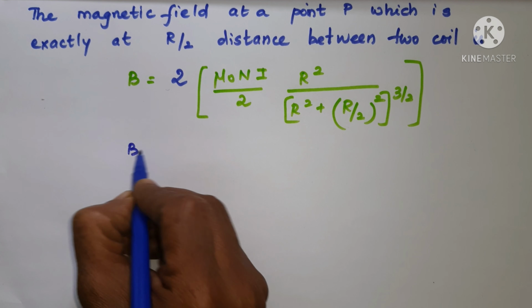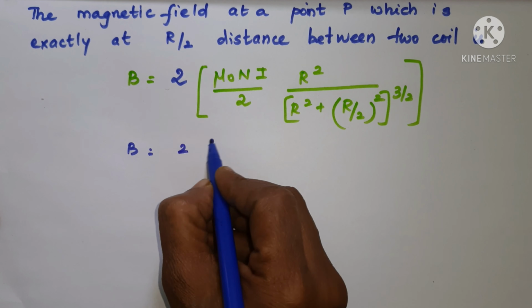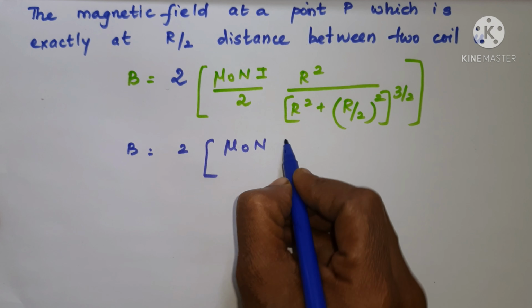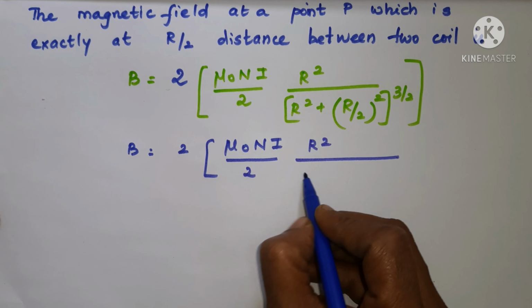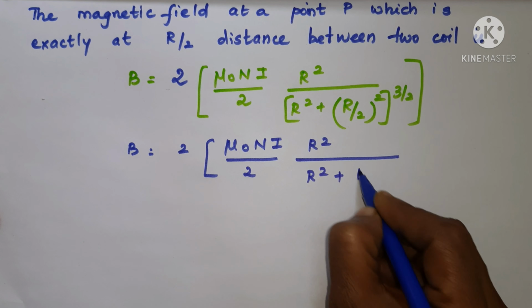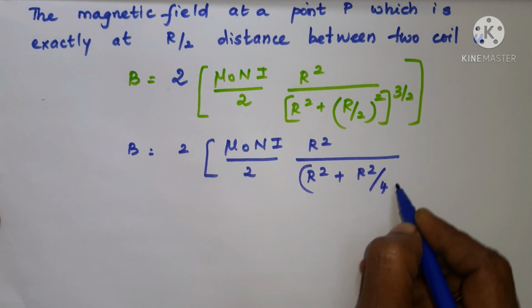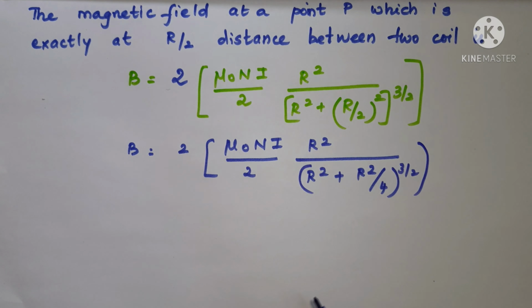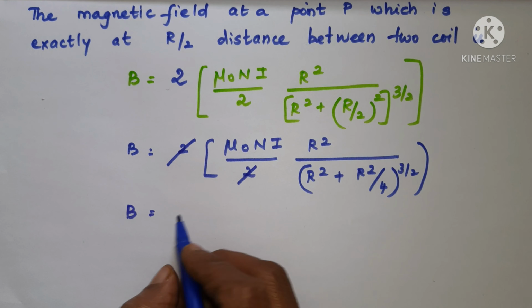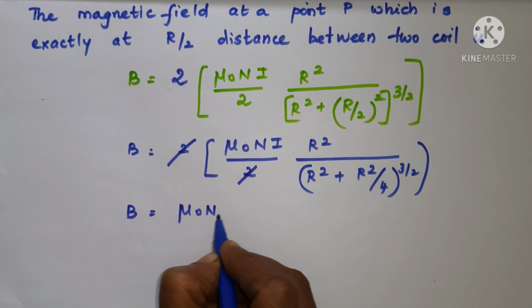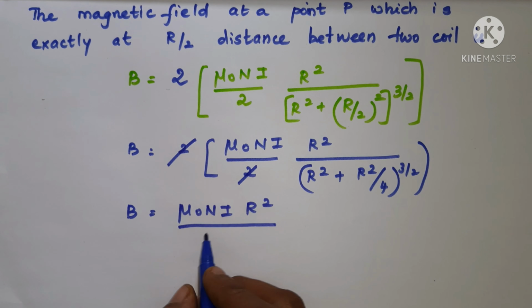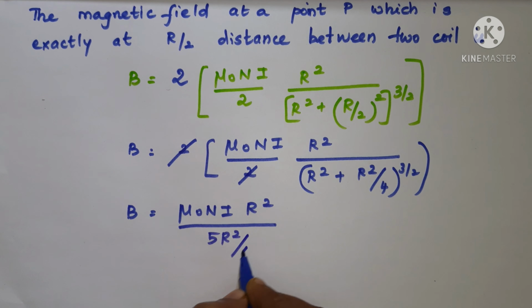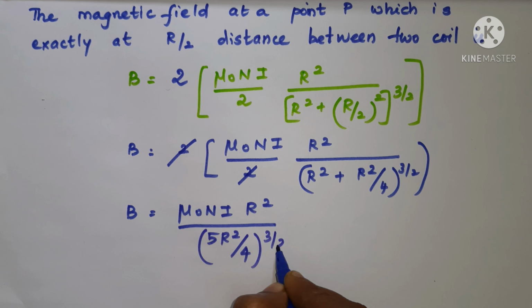Therefore, we have B is equal to 2 into mu naught N I divided by 2 into r square divided by r square plus r square by 4, the whole power of 3 by 2. This 2 and this 2 will be getting cancelled. We take the LCM. Therefore, B is equal to mu naught N I r square divided by 5 r square by 4, the whole power of 3 by 2.